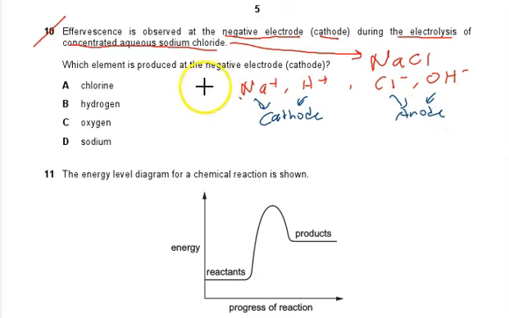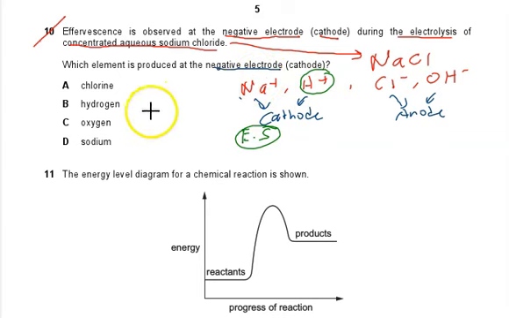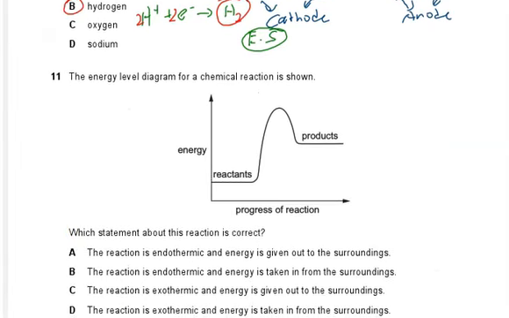So what happens at the negative electrode, which is the cathode? If you look at the electrochemical series, hydrogen is lower compared to sodium. So it accepts electrons at the cathode and forms a hydrogen atom, and eventually it combines with another hydrogen to form hydrogen gas. So here we have hydrogen. Okay, so this is for number 10. Now let us look at number 11.